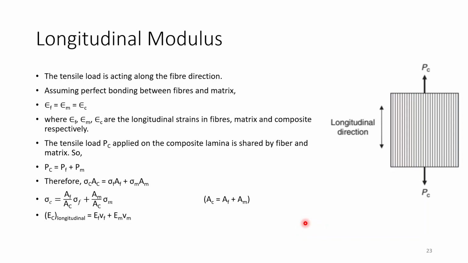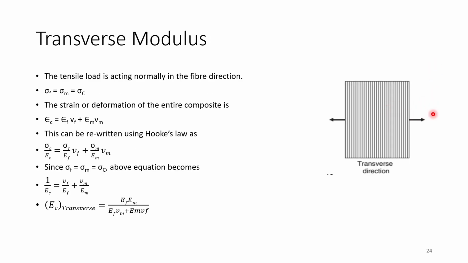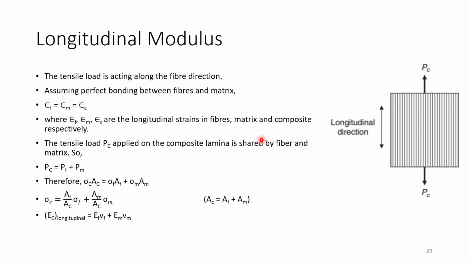Next up, there are two ways in which you can apply load to a composite. So one way is longitudinal, so in the fiber direction you apply load, or it can be the transverse direction, so at 90 degrees to the fiber direction you can apply load. So these are two methods.